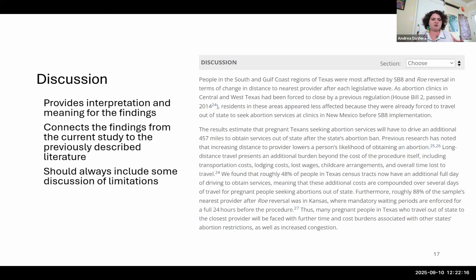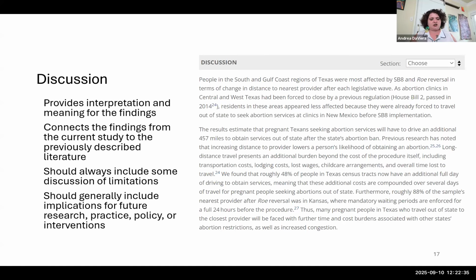And there should always be some discussion of limitations. There's no such thing as a perfect study. There's no such thing as a perfect manuscript. There should always be some discussion of the limitations to that research or the interpretation of the data or something of that nature in the discussion section.